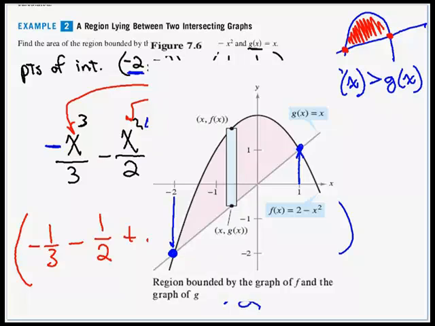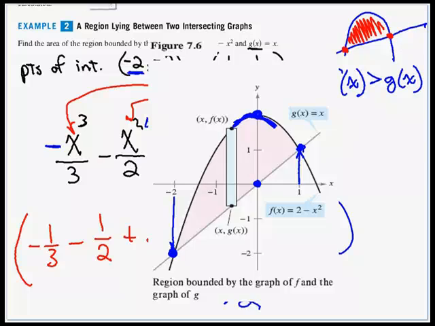And then we had to figure out, okay, which of those functions was above the other one at all times. Well, we plugged in a nice easy value, x is 0, and we found that the parabolic curve had a value of 2, and the line had a value of 0. So that told us that the parabola was always above the line. And then we did our integration, f of x minus g of x, and we integrated from x is negative 2 to x is positive 1.